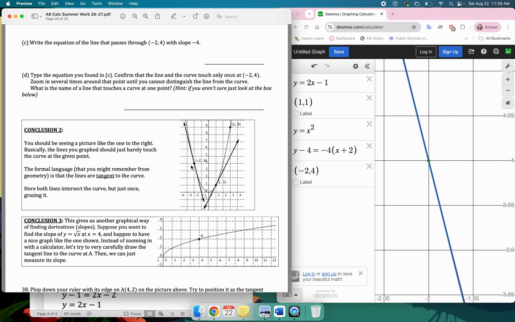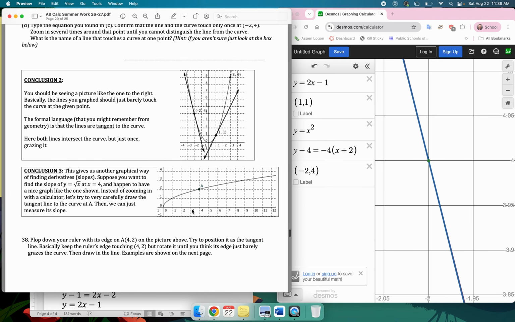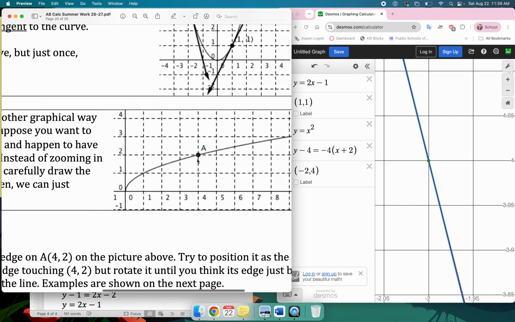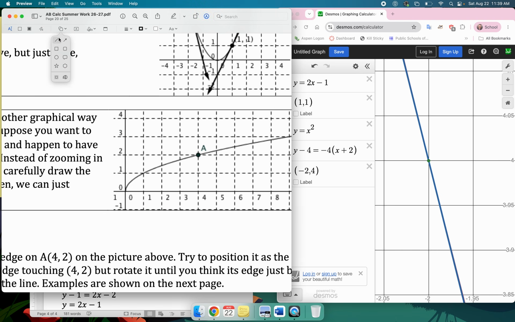It gives us yet another way of finding slope, right? So what they're asking you to do here is, this is number 38. Use your ruler on this point right here and try to make it look like the tangent line, and then estimate the slope. I don't have a ruler, but I do have a line tool that I can use. Yeah, here we go. So I'm just going to pretend this is my ruler.